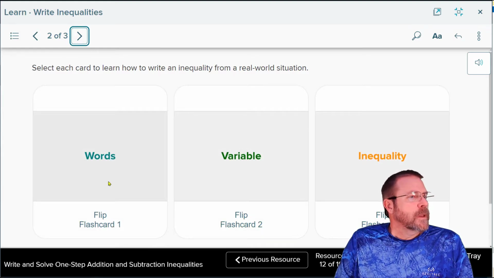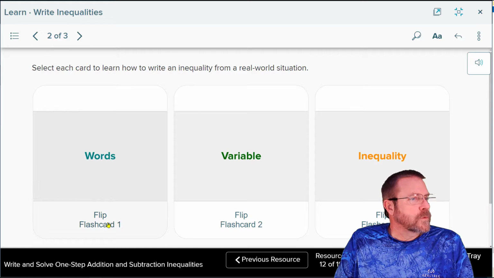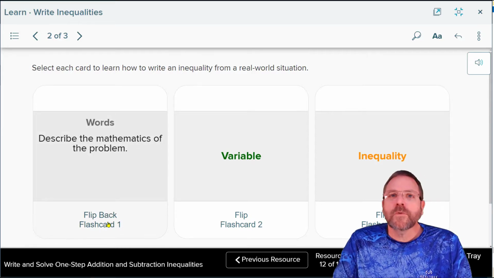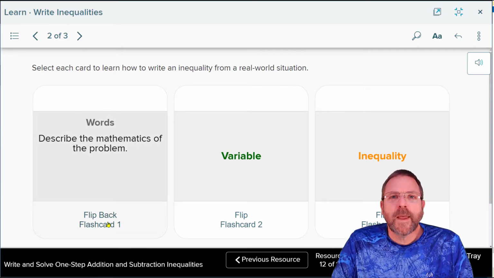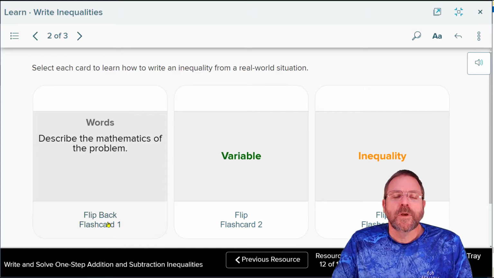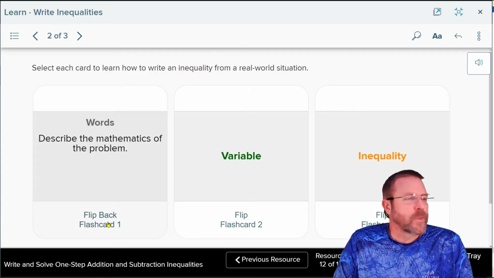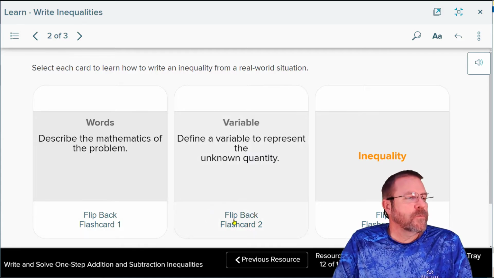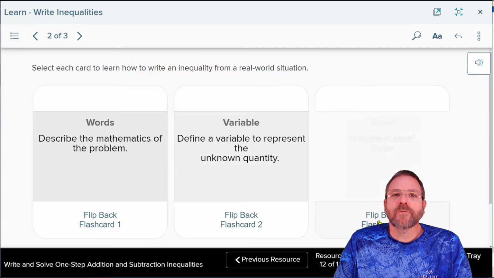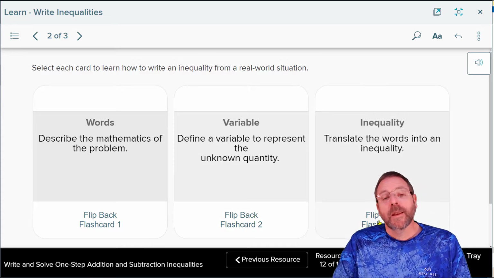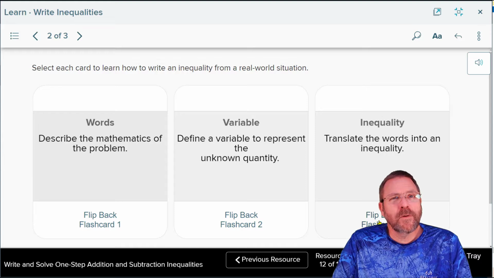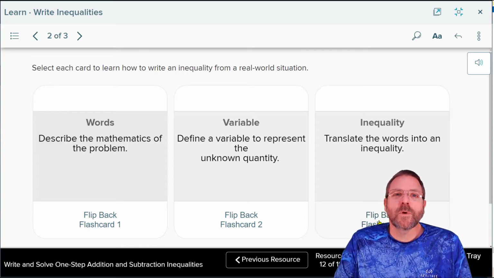To write a real-world situation as an inequality, the first thing you need to do is describe the mathematics of the problem. You need to be able to say in words, what is going on here? From there, you need to find yourself a variable to represent that unknown quantity, and after that, you have to create an inequality. Now, you'll find that those steps look very familiar to you because that's the same exact process we used when we were studying how to create equations.